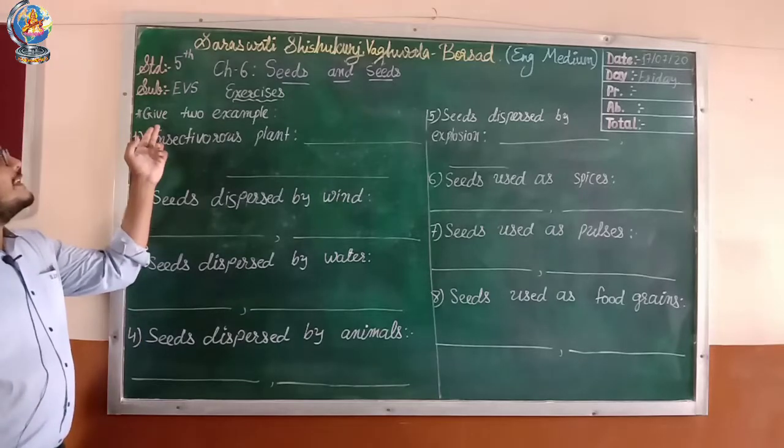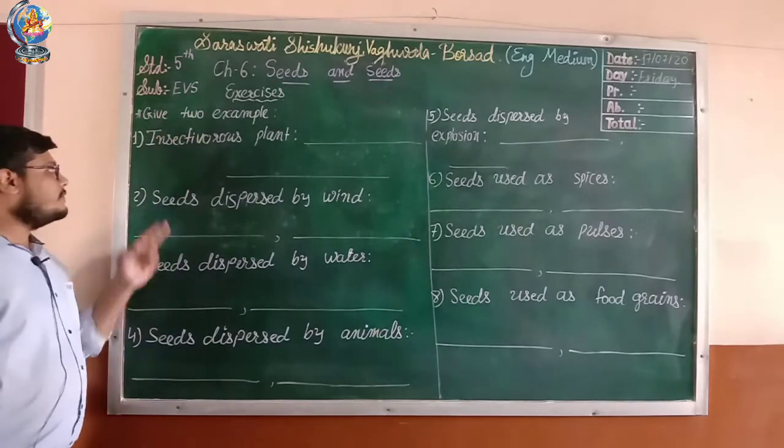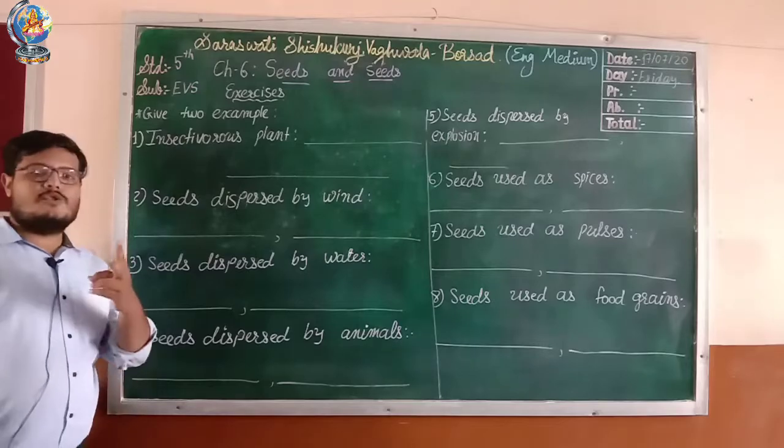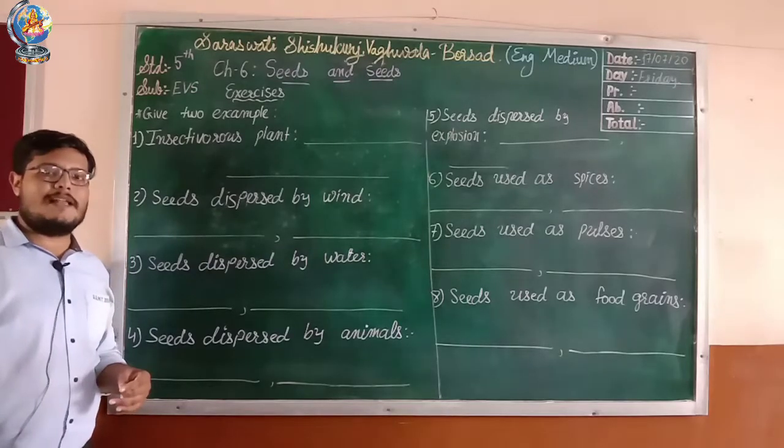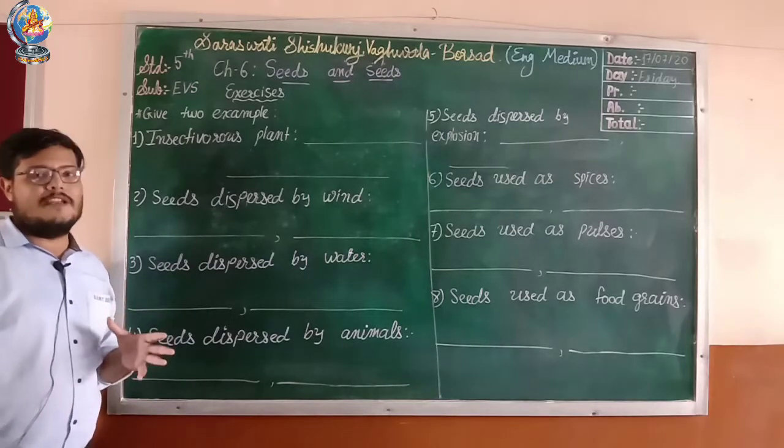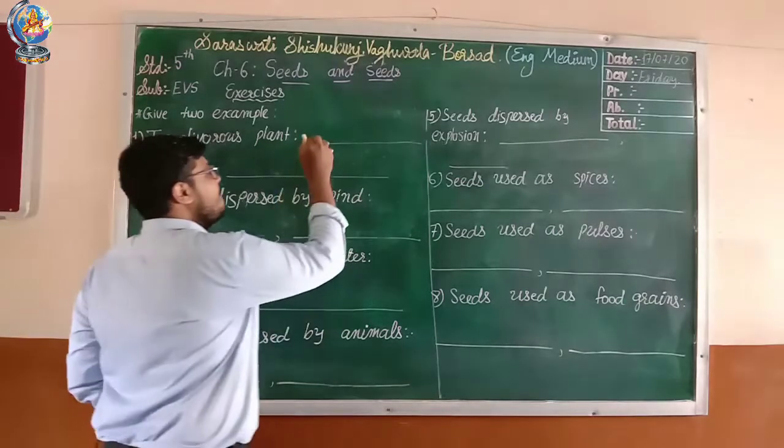First question, give two examples. See, insectivorous plants. We have two examples of insectivorous plants, that are pitcher plant and Venus flytrap. So let's write it.